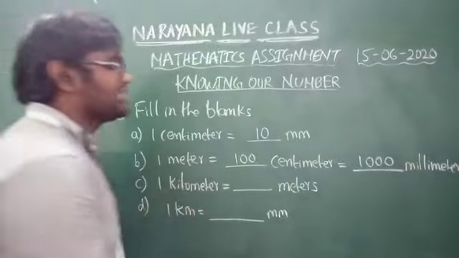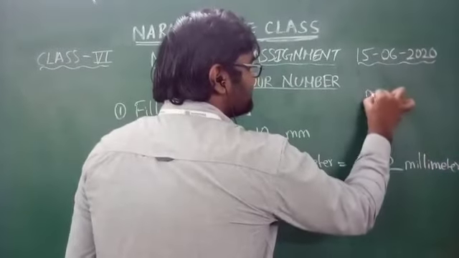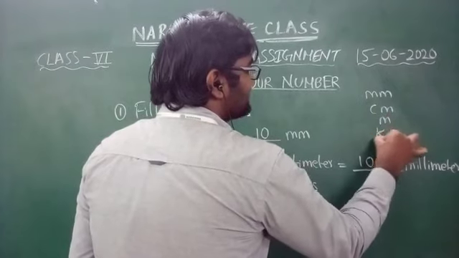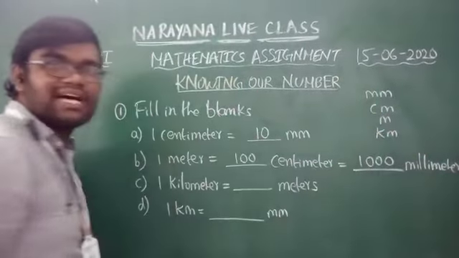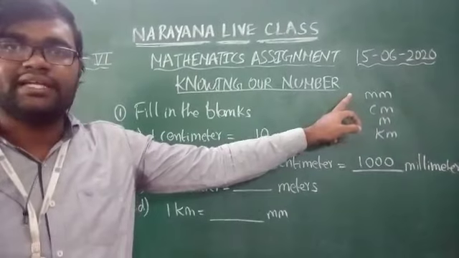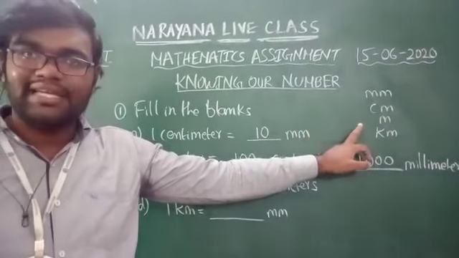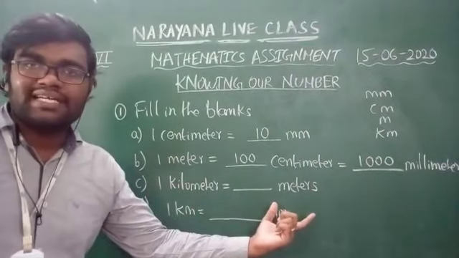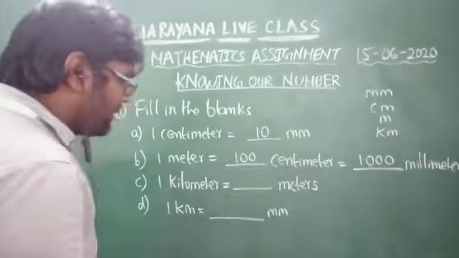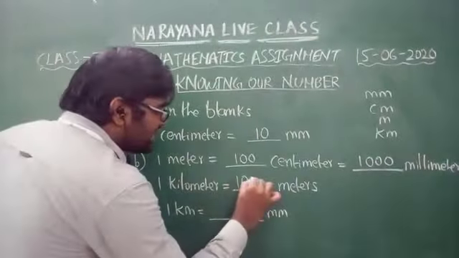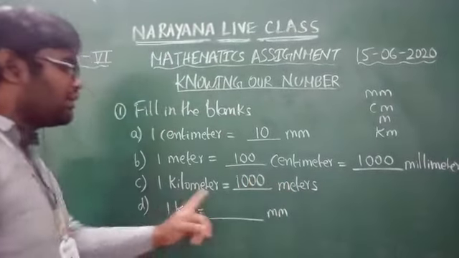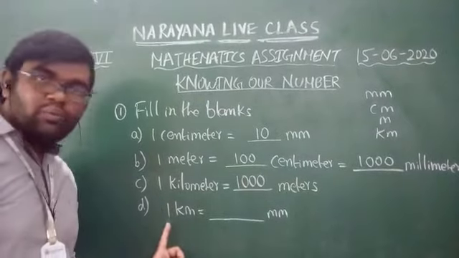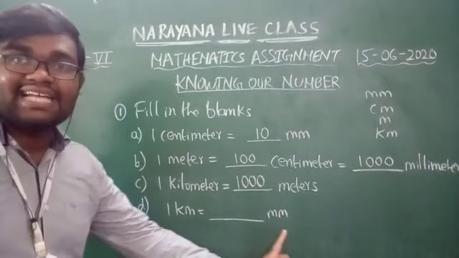Clear, students? The units will be like millimeter, next centimeter, next meter, next kilometer. This is the ascending order. So smallest unit, next centimeter, next meter, next kilometer. Now 1 kilometer is equal to how many meters, students? 1000 meters. Next one, 1 kilometer is equal to dash millimeters.